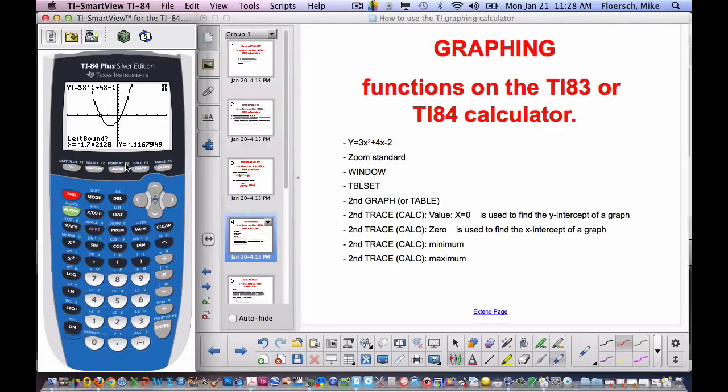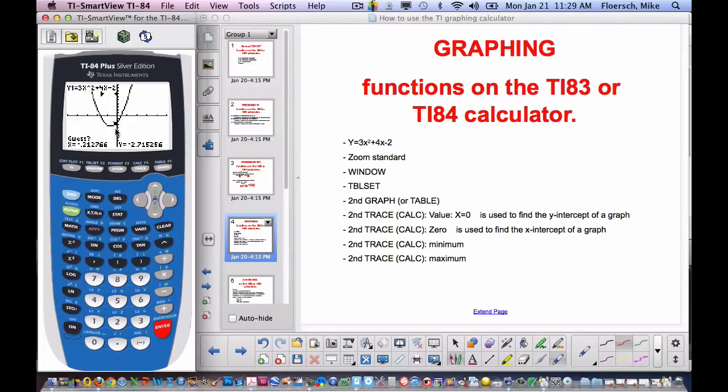I can just do second calc and find the minimum, which is number 3. So I hit number 3 or scroll down to number 3. Same thing. It asks left bound, so I'm going to just scroll right a little bit. That's if I draw a vertical line through the lower point, the vertex. I hit enter because it's to the left side of that. Right bound, so I need to move the cursor to the right side. Keep it in the same quadrant. We're in quadrant 3 here, so I'm just going to put it right there. There's my cursor. Right bound, I hit enter.